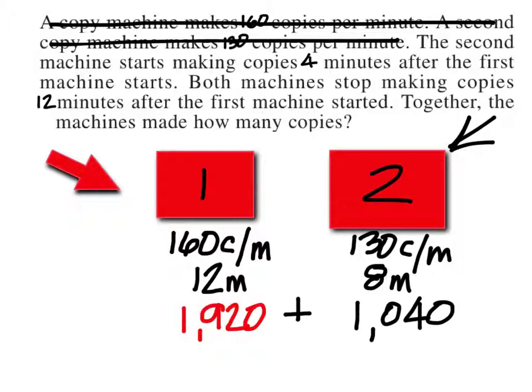Okay, so to find the total copies they made together, what do you do? Add them together. 1,920 plus 1,040. All right, so what do we get? 2,960 copies. 2,960 copies is right.